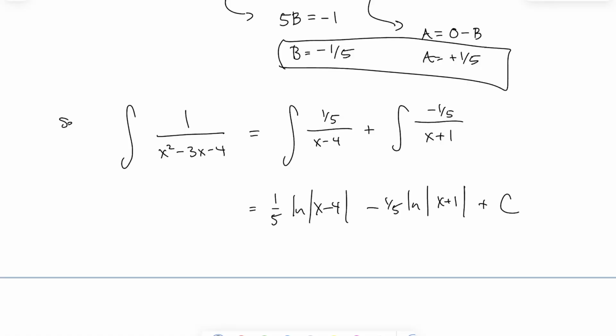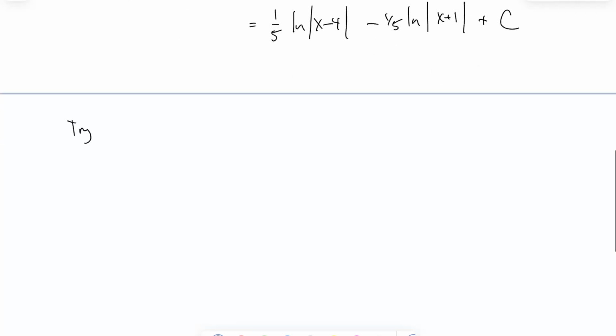Any questions about that one? There's not a whole lot to it. Let's just try one more, and then I've got one for you to try. See how we do. Let's try the integral of 5x minus 16 over x squared minus 7x plus 10.